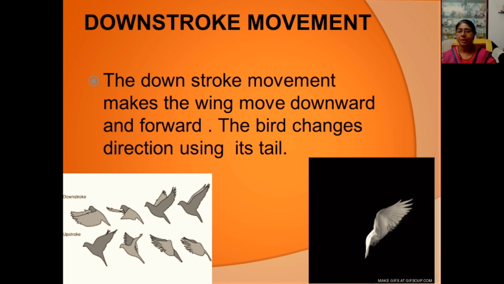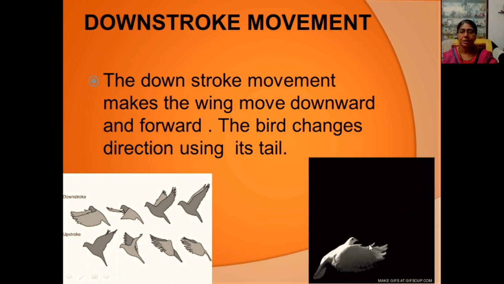The bird changes direction using its tail. In this picture you see, this is called downstroke movement. Here wings move downward and forward. Here the bird changes its direction using its tail. Here also you can see the downstroke movement in the birds. First they move downward, then forward. So it is called downstroke movement.